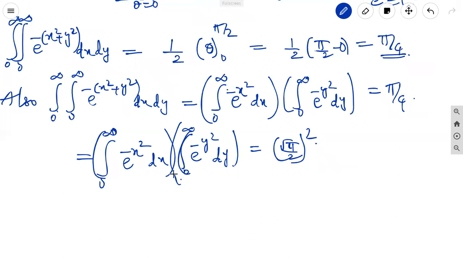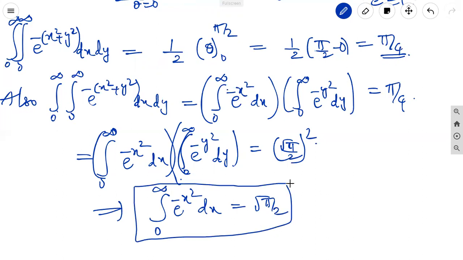These two are the same integrals. From this, we can write integral 0 to infinity e power minus x square dx equal to root pi by 2 is the answer. Why? Because both are the same expression, but the variables are changed. We know that in the integral, if the variables are changed but the expressions are the same, we get the same value. From this, we can write integral 0 to infinity e power minus x square dx equal to root pi by 2.